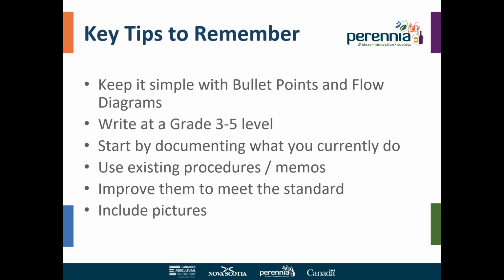So, key tips to keep in mind: keep your programs, policies, and procedures simple. Use bullet points whenever you can, or flow diagrams. If you can use pictorials, that's great as well. Write at a grade 3 to 5 level, keeping things very simple, easy to read, and easy to follow. Your staff members are more likely to read and follow something simple and to the point, as opposed to a 32-page SOP that is very, very detailed.